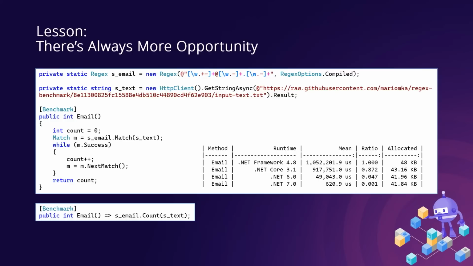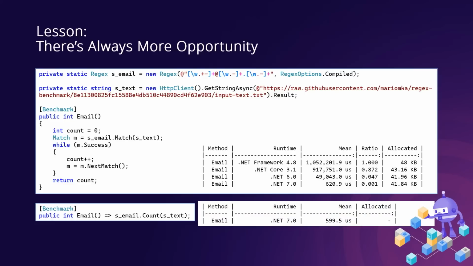And now when I just change the code to use this simpler code, it's also faster. It got about 20 microseconds faster, and you'll notice that lovely allocated column is blank. That's because there was nothing allocated as part of this operation. So there is always more opportunity.